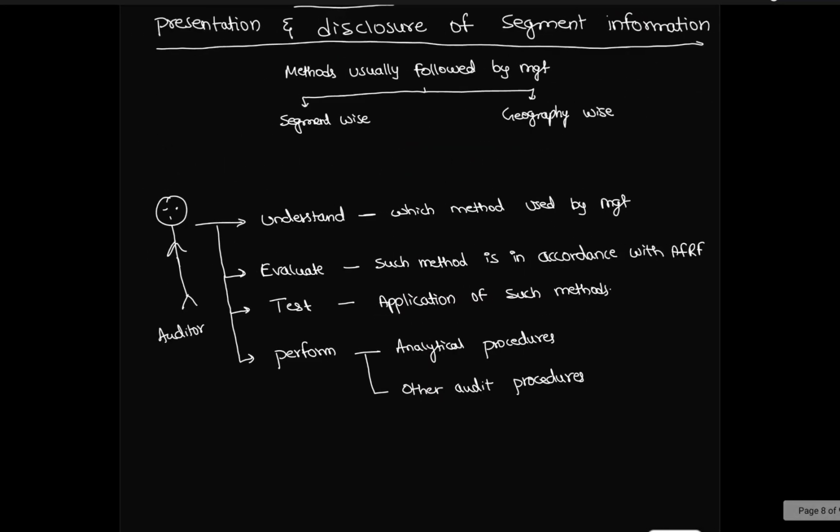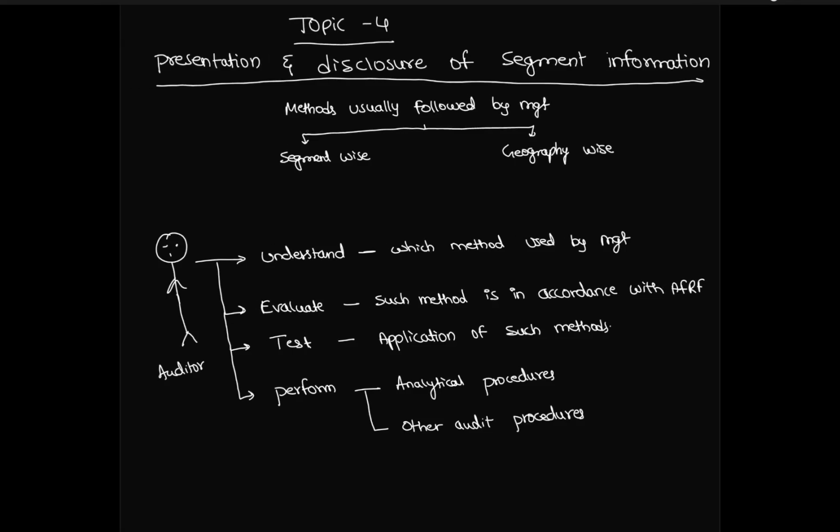And finally, the presentation and disclosure of segment information. Actually, management usually follows segment reporting either segment wise or geography wise. So as an auditor, what he has to do is first understand which method is being used by the management, whether they are going segment wise or geography wise. And then the second thing is whether that method is in accordance with the applicable financial reporting framework, like whether in this company segment wise is applicable or geography wise is applicable, whether it is following the standards or not.